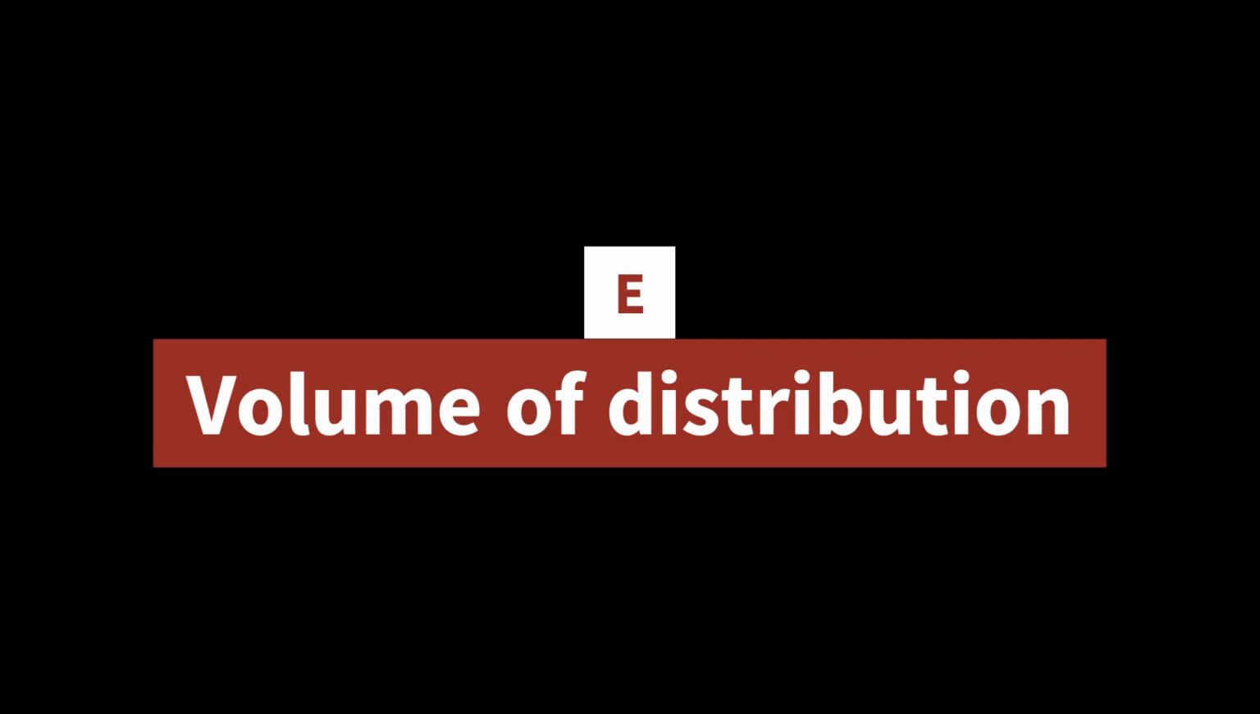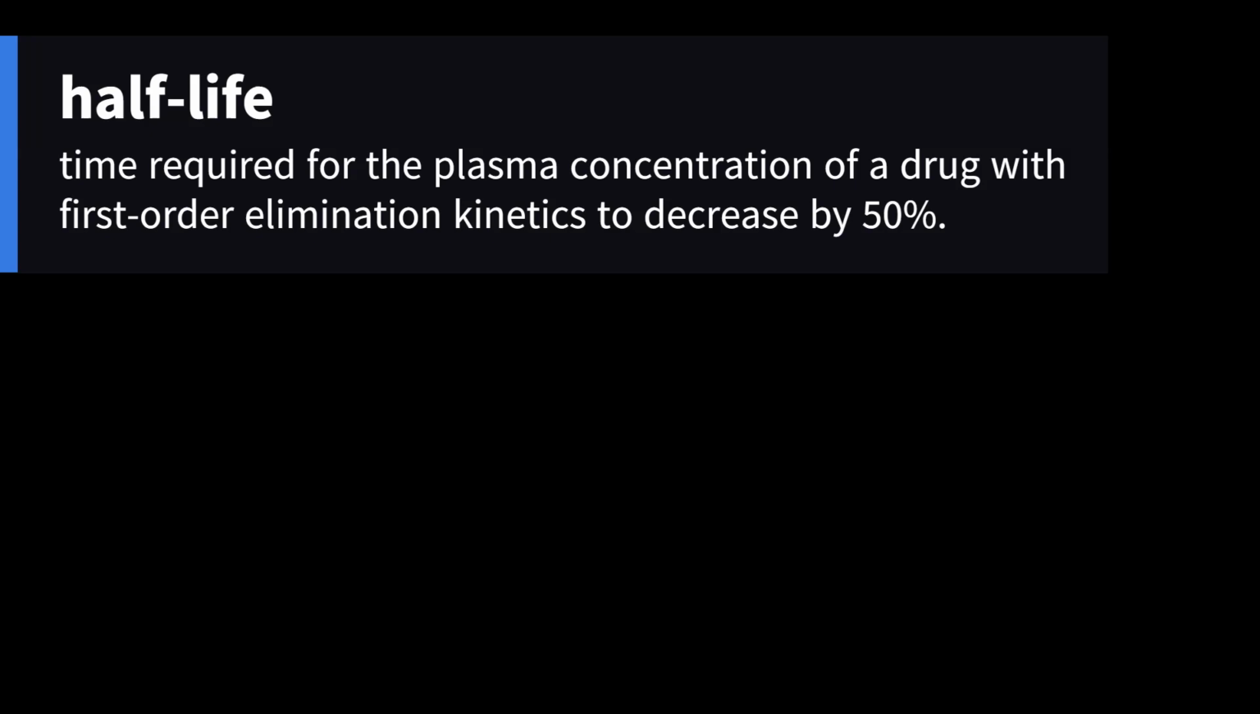Congratulations if your answer is E, which is volume of distribution. This question is designed with the focus to assess your ability to apply foundational science concepts. The half-life is the time required for the plasma concentration of a drug with first-order elimination kinetics to decrease by 50%. At time 0, 100% of the drug is present, and with the passage of each subsequent half-life, half of the remaining drug is eliminated.